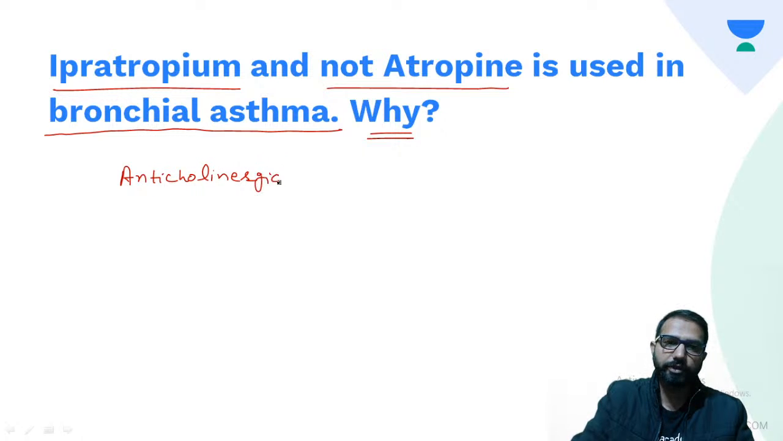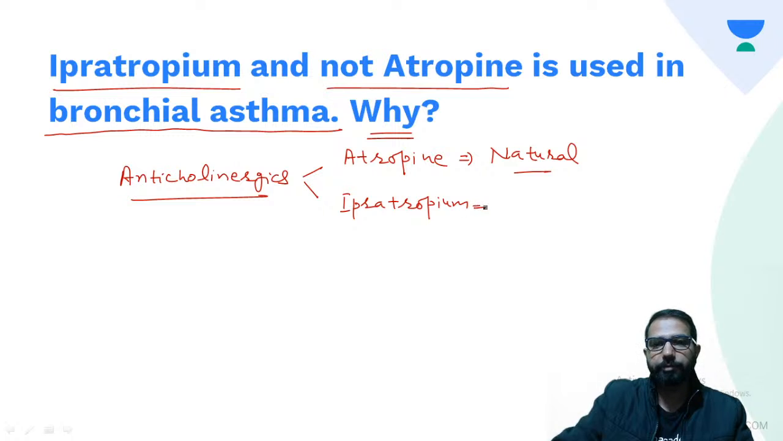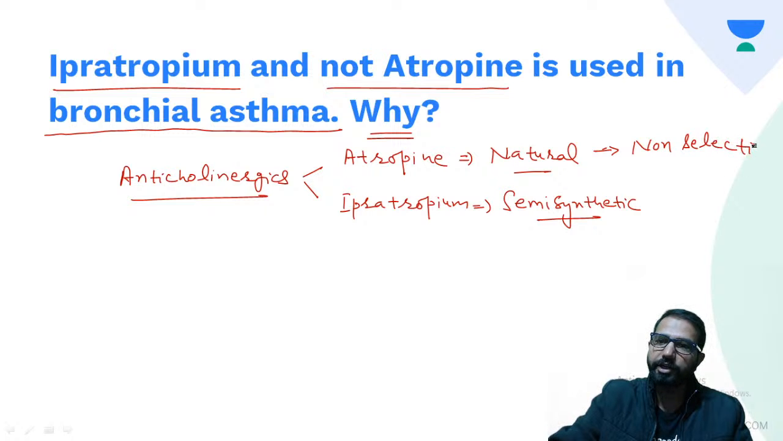And what is the effect of these anticholinergics in the bronchus? If you talk about atropine and ipratropium, what is the difference? The difference between ipratropium and atropine is that atropine is a natural alkaloid. Ipratropium is a semi-synthetic compound. Atropine is natural, and it is also non-selective. So selectivity is less with atropine.